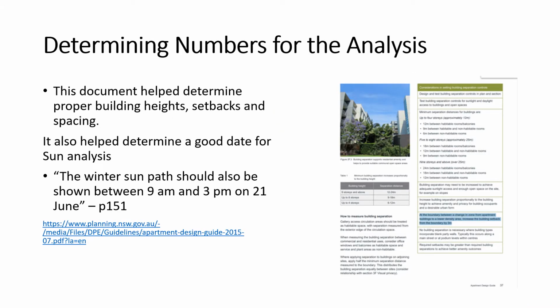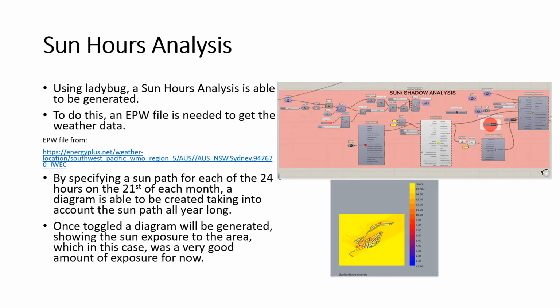The Planning New South Wales government website helped by letting me know the proper building heights, setbacks, spacings, and also a good date to check for the sun path. This then fits in nicely with the Ladybug Sun Hour analysis, which we did for the 21st of each month rather than just one month, to allow more depth in the analysis.